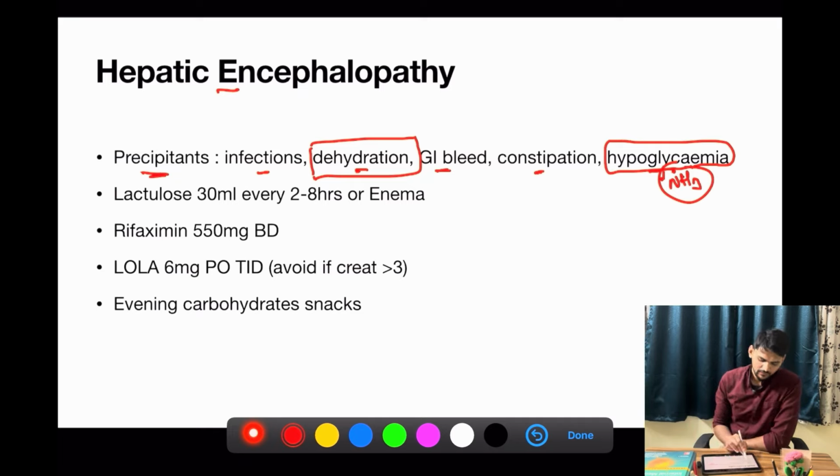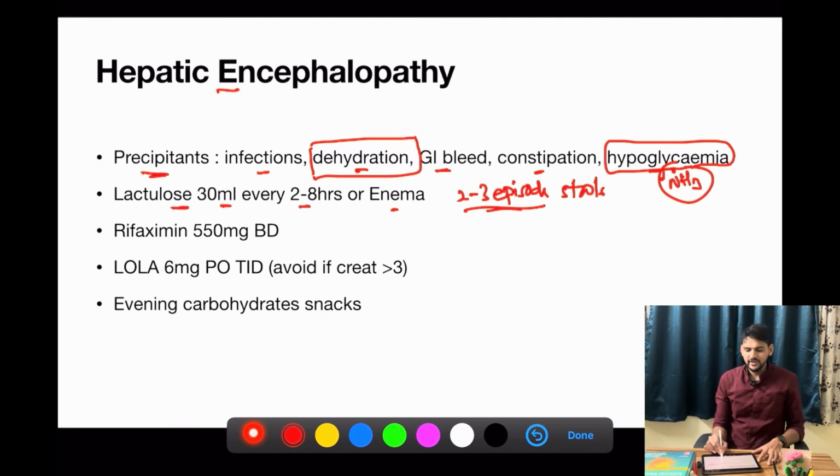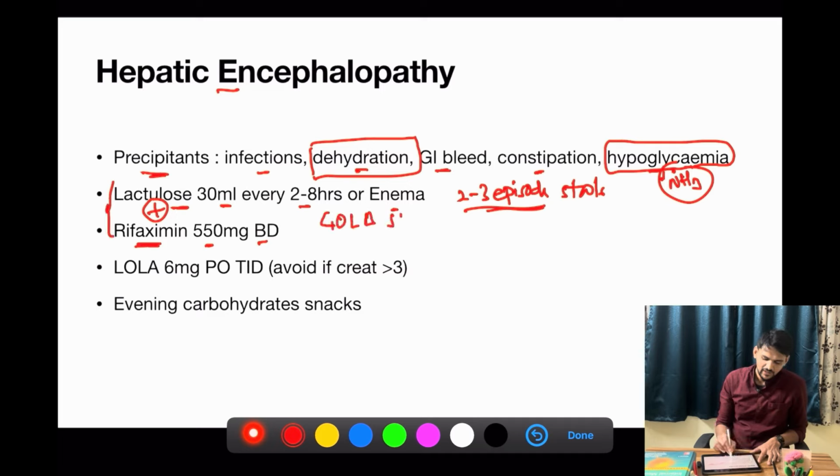So what we can do in that case is utilize lactulose, about 30 ml every 2 to 8 hours, or even an enema, so that the individual will pass at least 2 to 3 episodes of stools. Along with lactulose, we have to utilize a non-absorbable gut-targeted antibiotic, that is rifaximin 550 mg BD. These two are considered the gold standard treatment for hepatic encephalopathy.